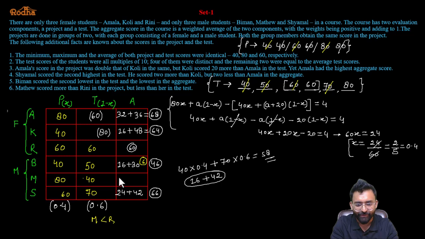80 into 0.4 is 32 and 40 into 0.6 is 24. So that is 56. Okay, 32 plus 24 will make it 56. So these are the aggregate scores of each and every individual in the question. This is 60. I'll write it outside because we have written everything outside. So this is 60. Fine. So we are done with the table.